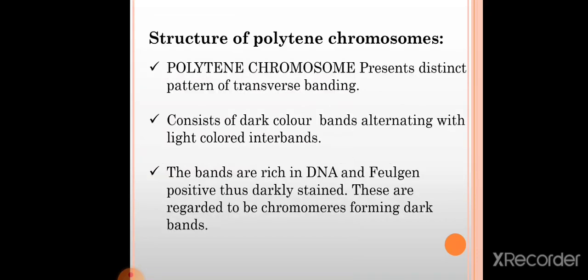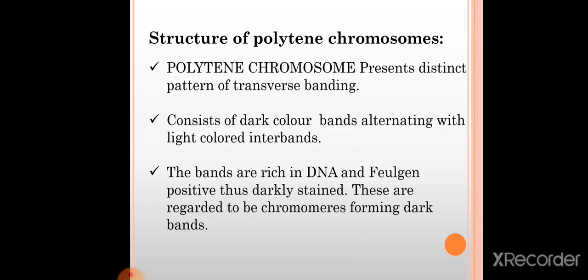Now let us understand the structure of these polytene chromosomes. These polytene chromosomes present a distinct pattern of transverse banding which consists of alternate chromatic and achromatic regions, that is the stained and the non-stained, or the darkly stained and the lightly stained regions. These bands greatly helped in the mapping of the chromosome in cytogenetic studies.